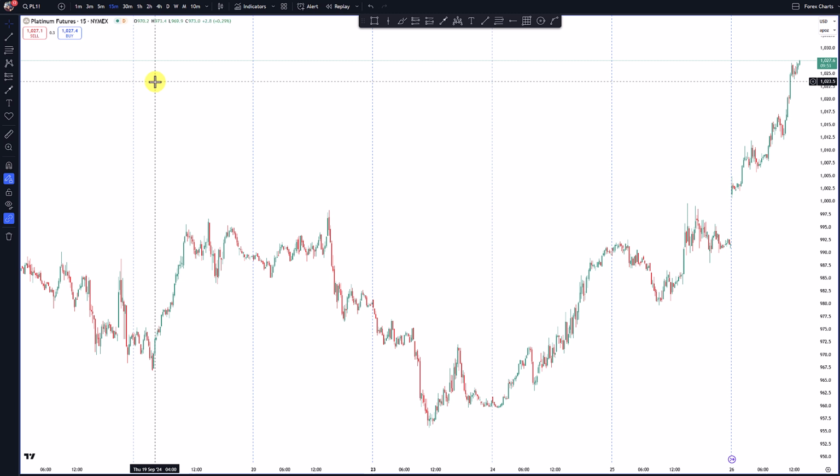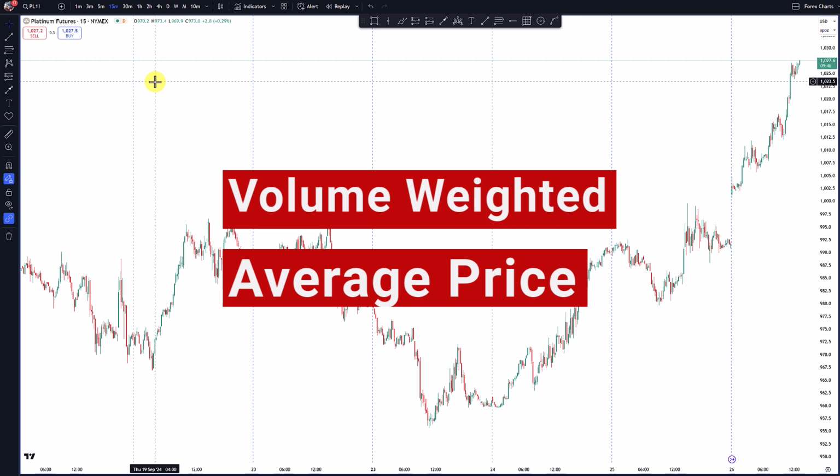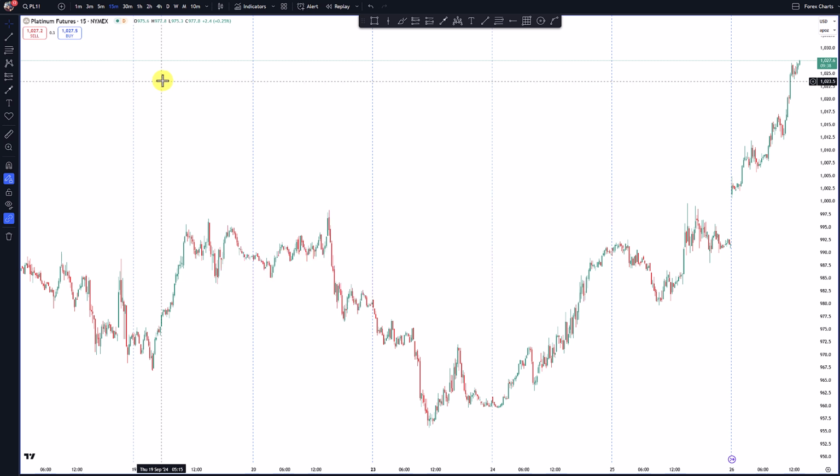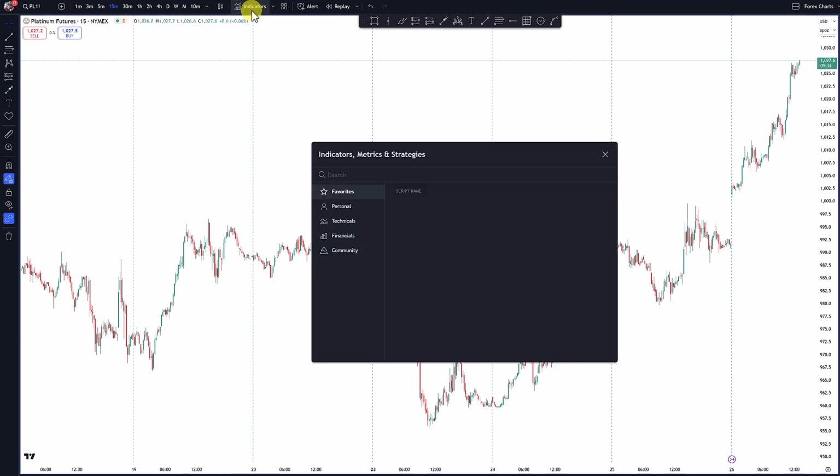So in this video, we are going to learn how to trade the VWAP, the volume weighted average price indicator. It's very similar to moving averages. However, the VWAP also uses volume information, so you could say it's a more complete trading tool. In TradingView, it's very simple to set up. We go to indicators and then we just type in VWAP.